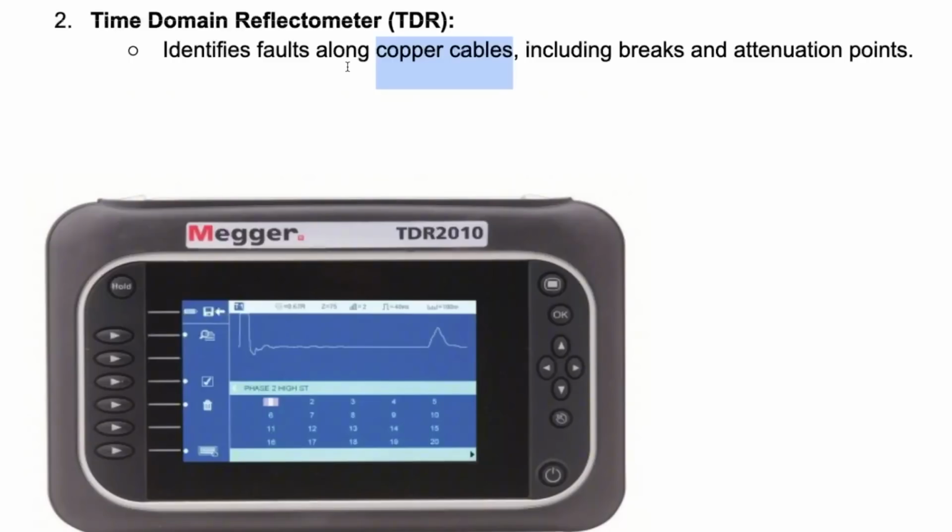I don't have a price point for this for you. You are more than welcome to research it and maybe drop a comment below and let me know how much the TDR tool from Megger, the TDR 2010, costs. Let us know how much this thing costs, but I can't imagine that this would be cheap either. It doesn't look cheap in any way. So this specifically identifies faults along copper cables, and those faults could be a break in the cable or the attenuation point of the cable.